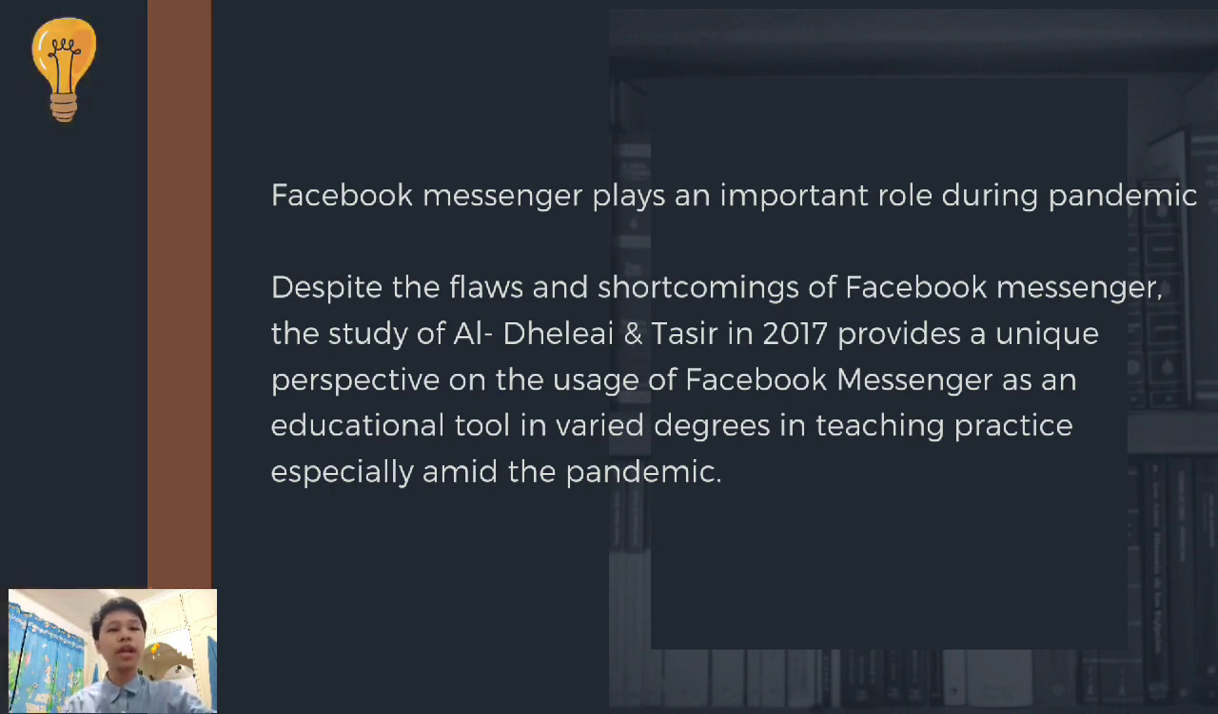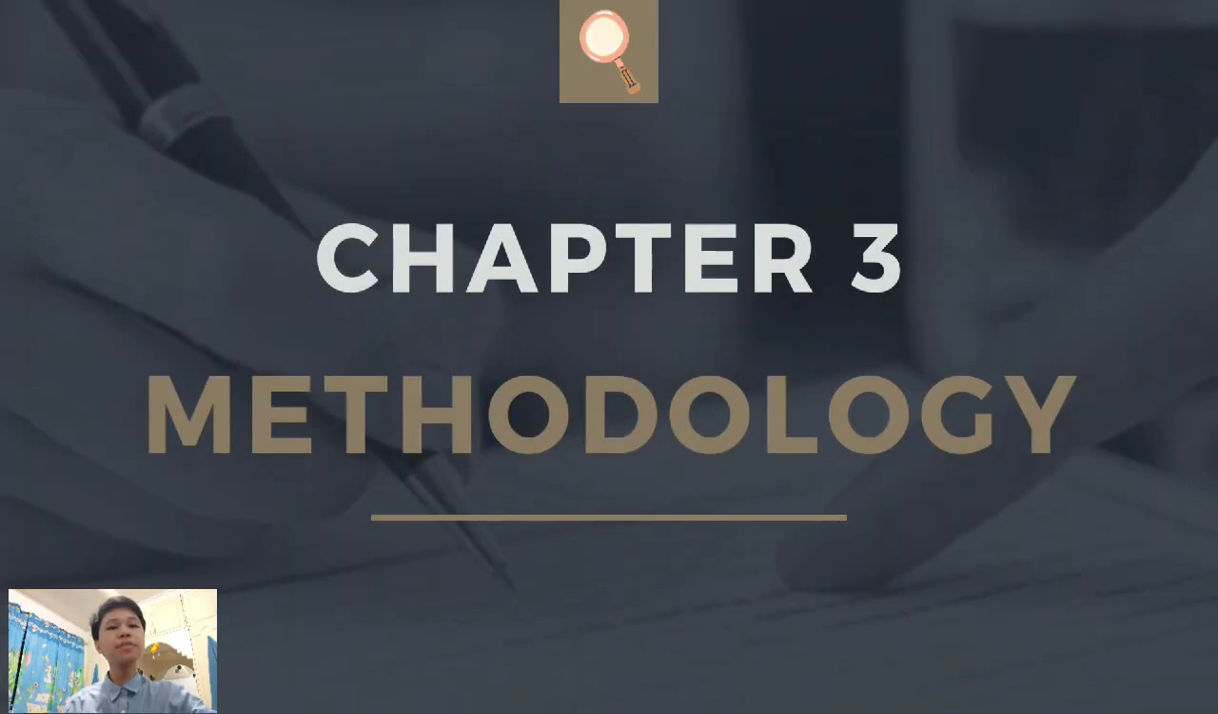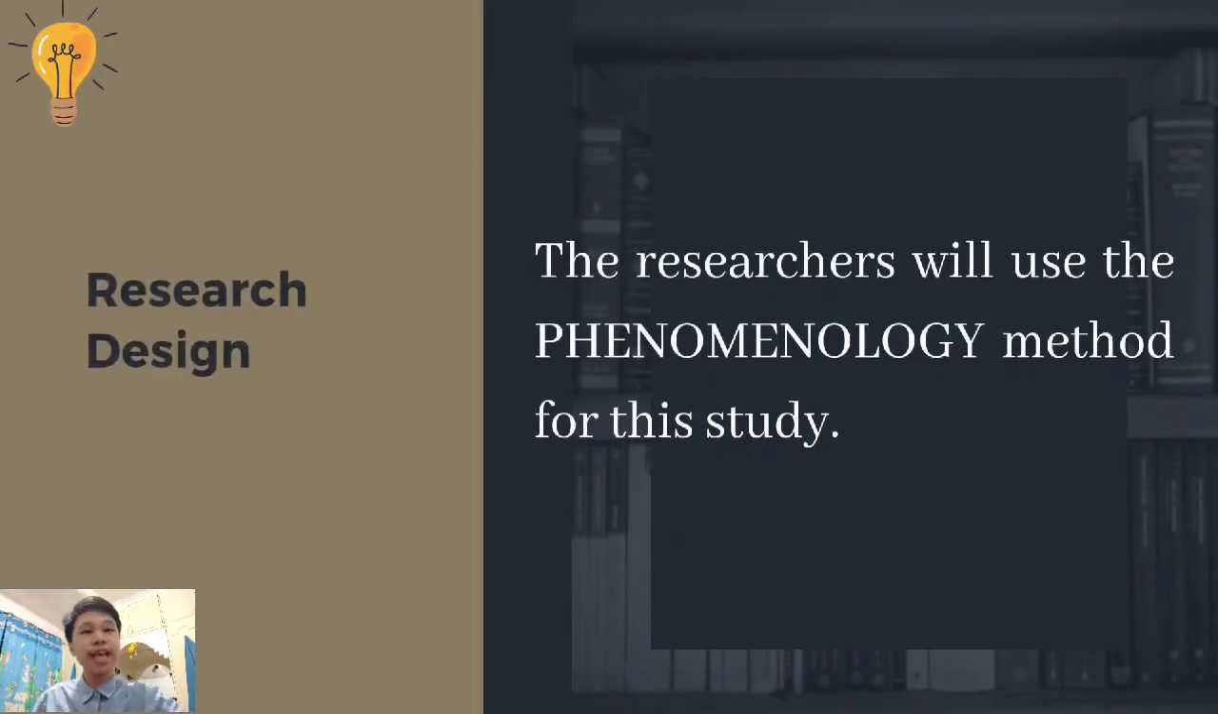Now that we're done with the related literature of this study, let's proceed to Chapter 3, or the methodology. For research design, the researchers will use the phenomenology method for the study. This research method aims to understand the experiences from research participants' point of view. The study will use the phenomenology research design because the researchers aim to focus on the experiences and perceptions of the grade 11 ABM modular students on the use of Facebook Messenger as a bridge of learning in a modular setting.